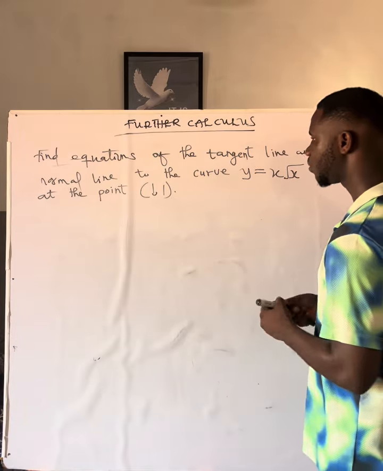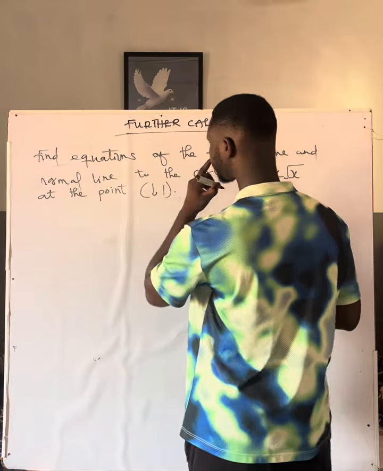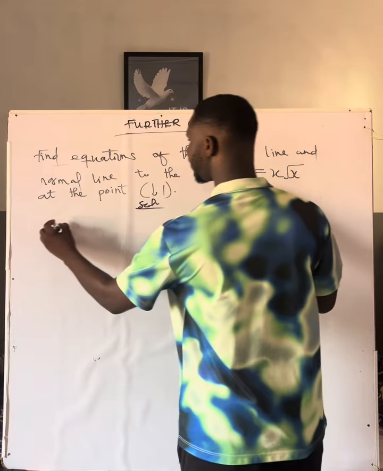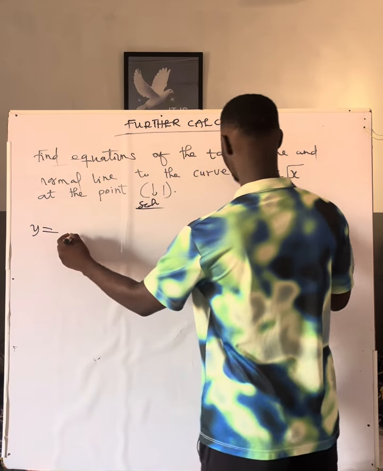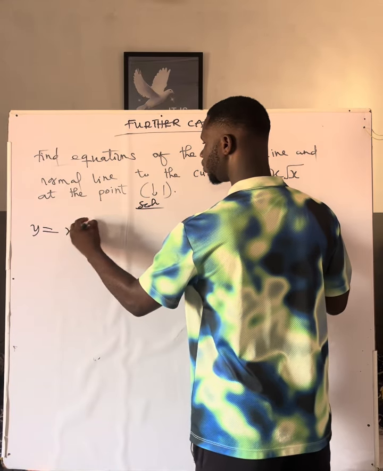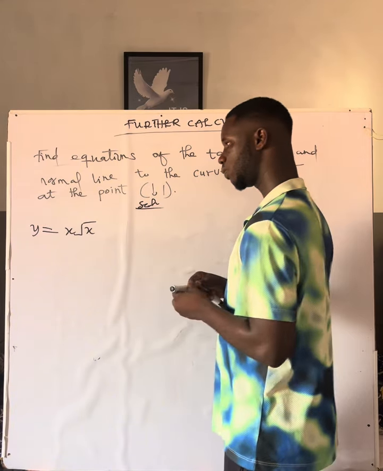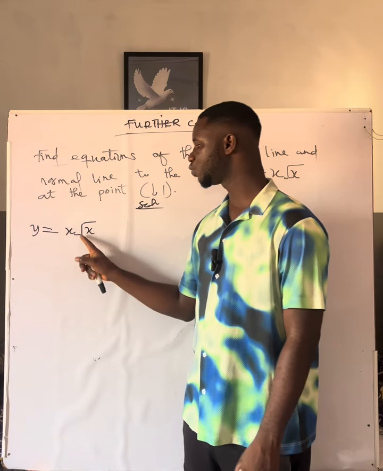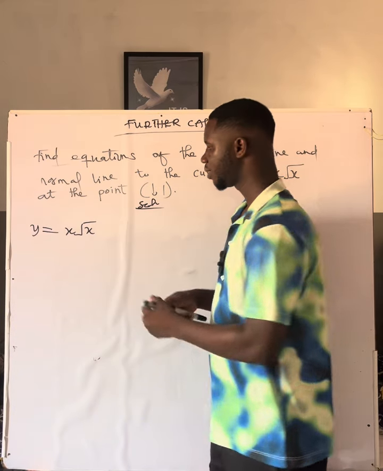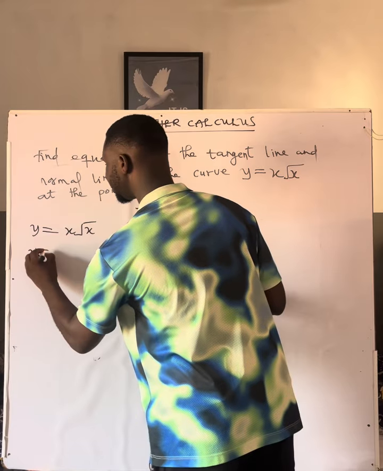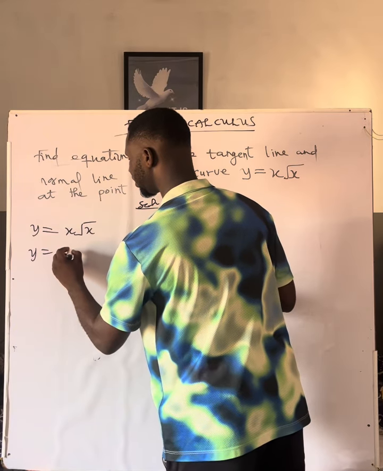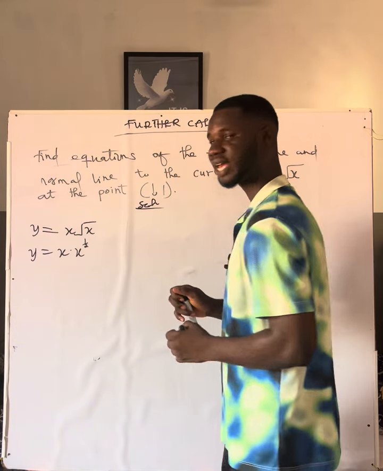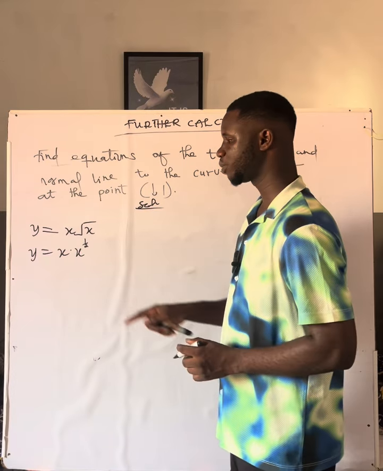So let's look at how we will tackle this. Solution. We have the curve, equation of the curve y is equal to x root x. So with the root here, we can't differentiate it. We can't find the derivative. So we need to convert this to power. So we are going to get y is equal to x times x power half. The square root will become exponent half.